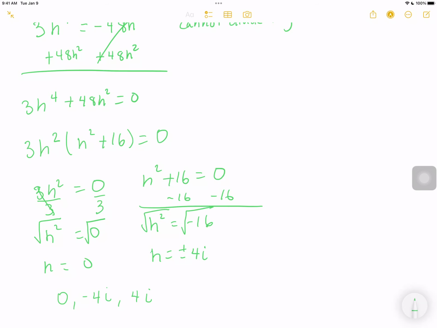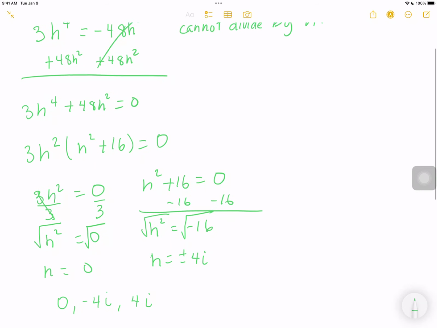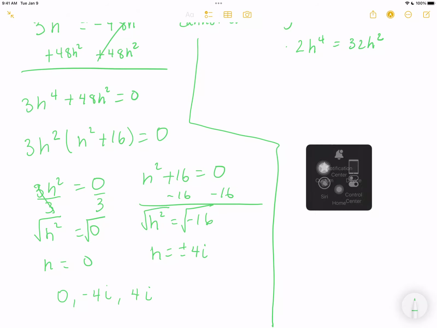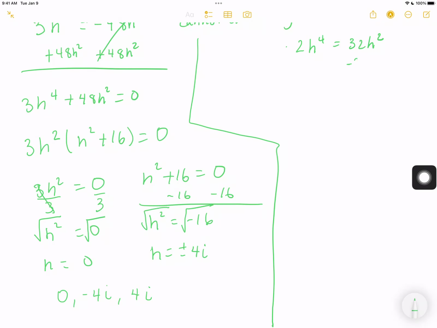Now, interestingly enough, I can give you a question that's almost exactly the same, and you get different answers. Let me put it over here since it's almost the same question. 2h to the fourth power equals 32h squared. So again, I can't divide by h squared, and so I'm going to subtract 32h squared from both sides. These will cancel, and so I have 2h to the fourth minus 32h squared is equal to 0.